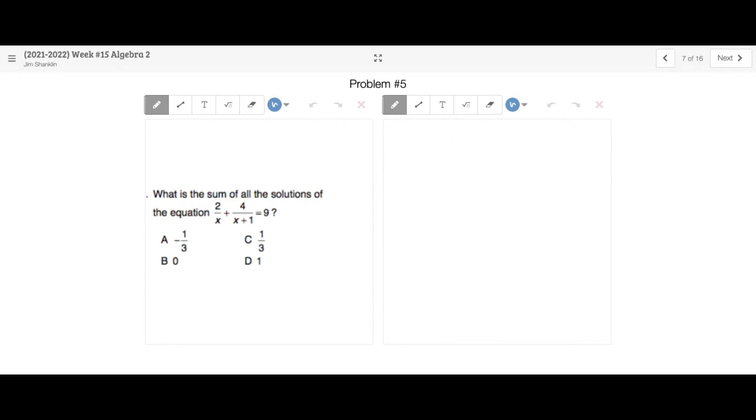What are you going to multiply every single term by? What are you going to multiply? X plus 1. That's exactly right. Good.